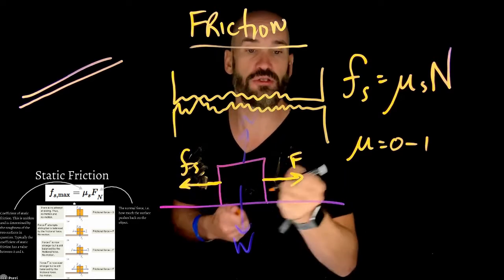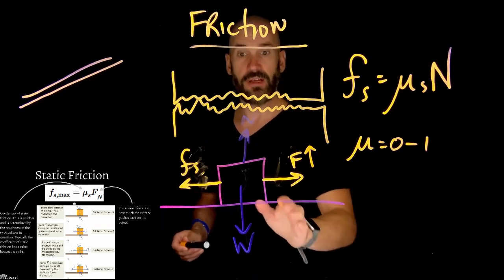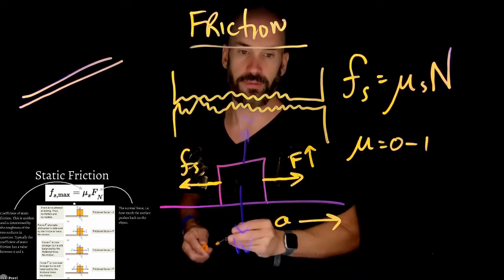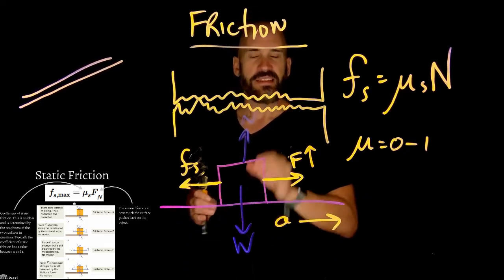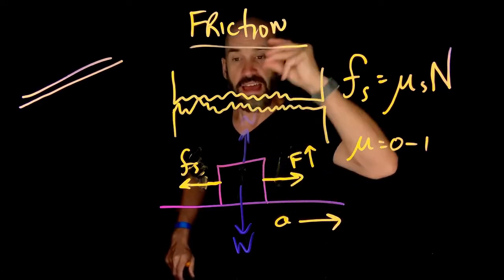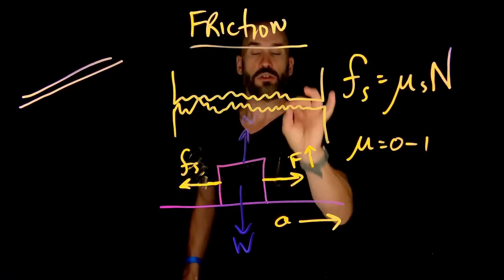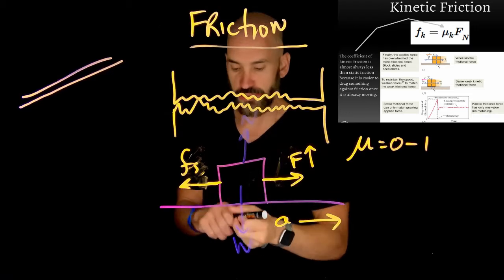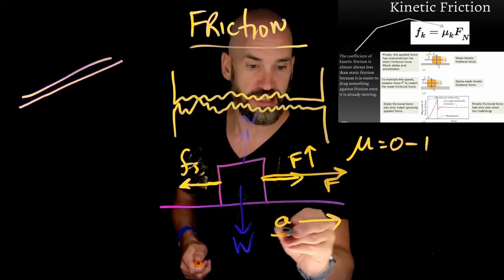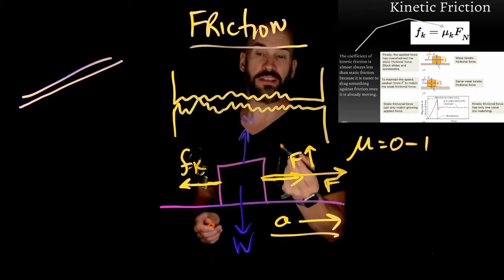And if I raise my force any bit above that, if I start pushing any harder, it will overwhelm this force, and I will start to get an acceleration in this direction. Now, the second it starts to move, the static friction goes away, and you have something called kinetic friction. As soon as this starts to accelerate, this turns into kinetic friction, which is a little bit different.